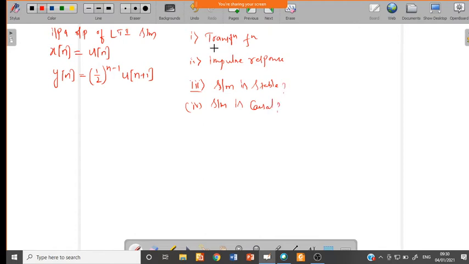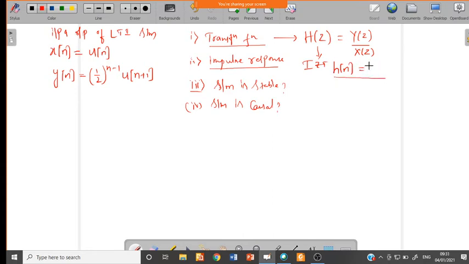So now how will we find out? First we have to find the transfer function. The transfer function relation we know: H of z is given by Y of z divided by X of z. If you find this, then you have to take the inverse transform, and then you will get h of n. So h of n gives the impulse response as a time domain signal. From this transfer function we can find the roots and the poles. Where they lie tells us whether the system is stable or causal.